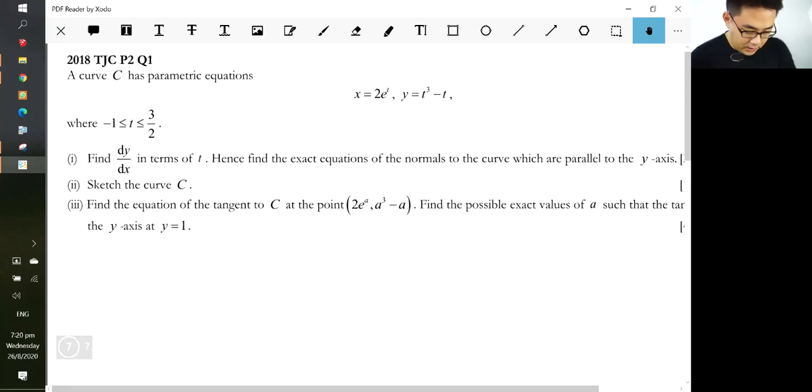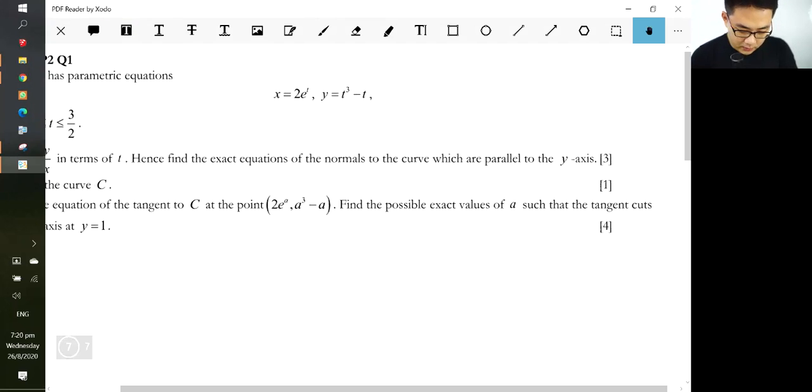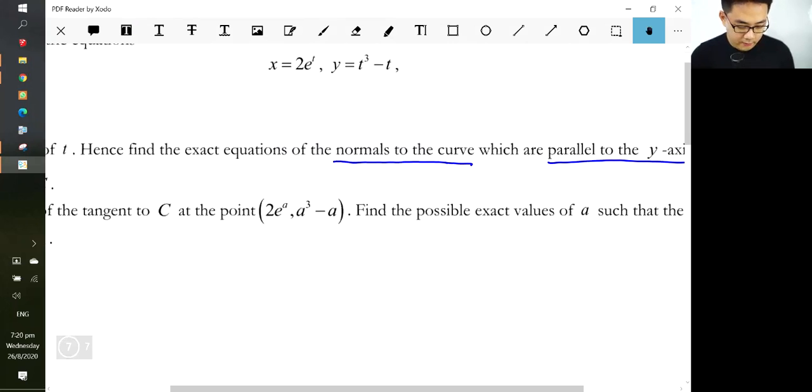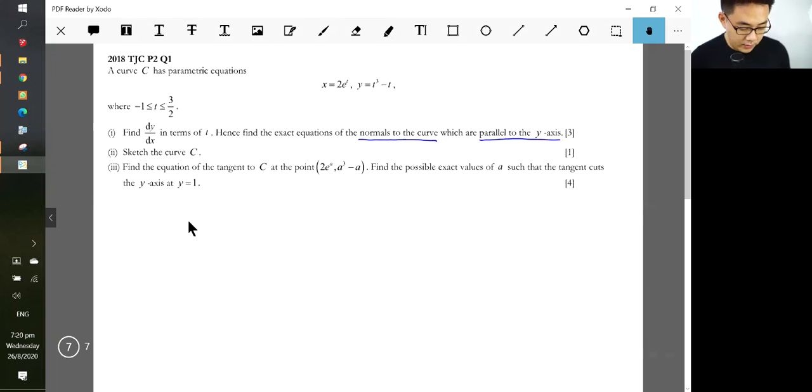Find the exact equations of the normals to the curve which are parallel to the y-axis. If I'm not sure how the curve looks, we already sketched it last week.